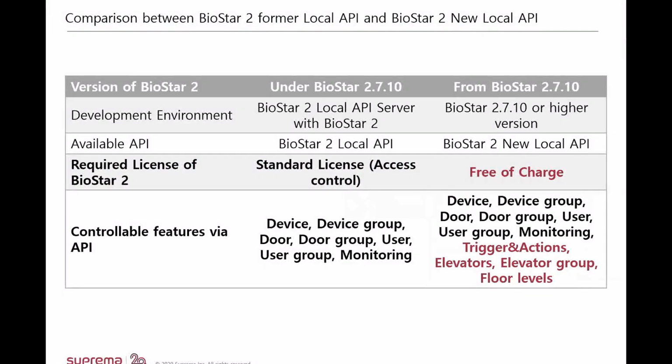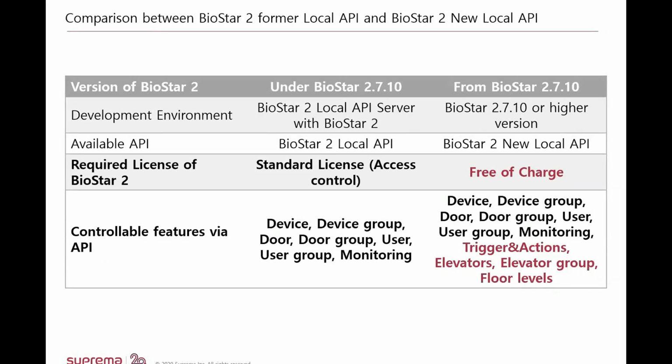By default, the two APIs have different environments. The existing local API server is divided into BioStar 2 server and local API server. To use the API, a separate API server was required. In addition, in order to use BioStar 2 local API server, a license of BioStar 2 AC standard license or higher was required, and only some functions of AC were available.